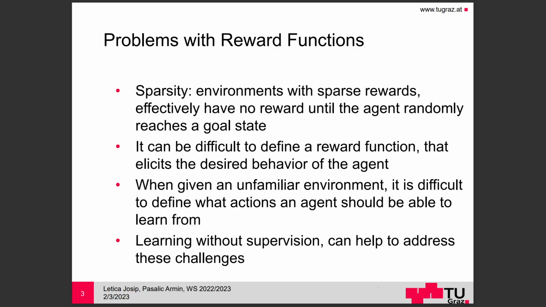Furthermore, if the environment is complex, it can also be quite difficult to define an appropriate reward function that elicits the desired behavior that we want from the agent. Also, when given an unfamiliar environment, it is difficult to define what actions an agent should be able to learn from. So, in order to counteract and mitigate some of these issues, the authors propose a learning method without supervision. And they argued that learning without supervision would help address some of these challenges that a traditional supervised learning model with a reward function presents.